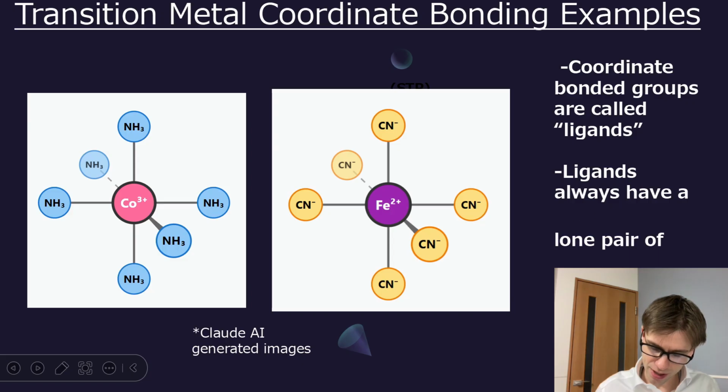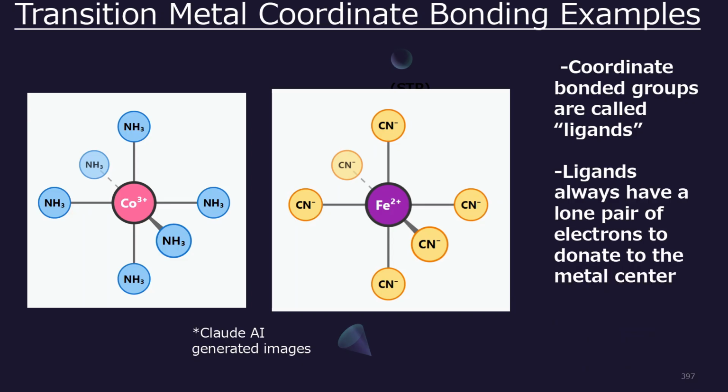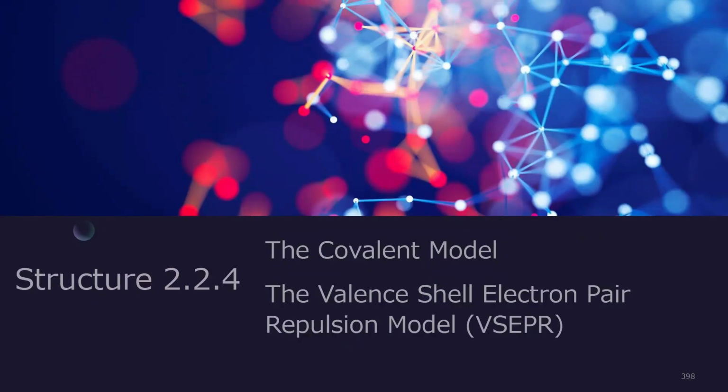Ligands always have a lone pair of electrons to donate to the metal center. This is a definition that they must follow. You can't be a ligand without donating an electron pair, a lone pair. But I think that's really as far as we're going to go for now into coordination metal complexes. So that brings us to the end of 2.2.3, and we'll start 2.2.4, hugely important and a fair bit longer section.